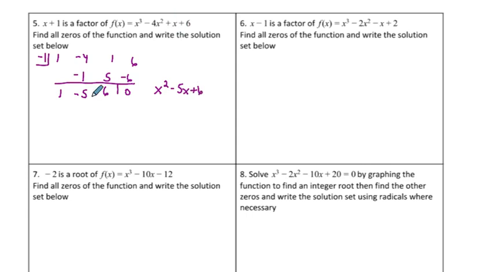And now finding the zeros, let's set that equal to 0. And we know this factors out to x minus 2, x minus 3 equals 0. And giving us our solution set of negative 1, 2, and 3.